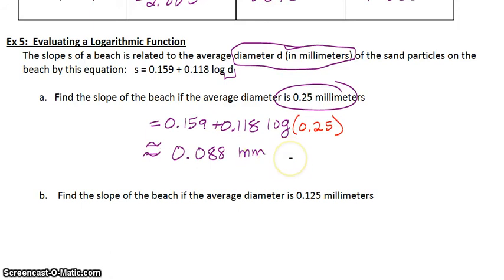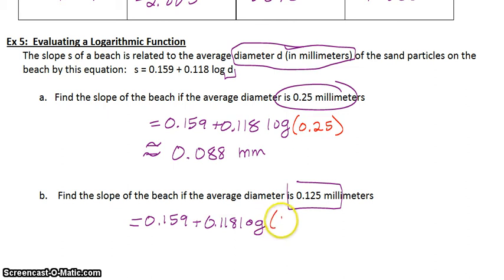And next, find the slope of the beach if the average diameter is 0.125 millimeters. Same type of problem, just a different number for the D. So I'm going to, again, just type 0.125 into my formula, type it into my calculator, and then I end up with approximately 0.0524 millimeters.